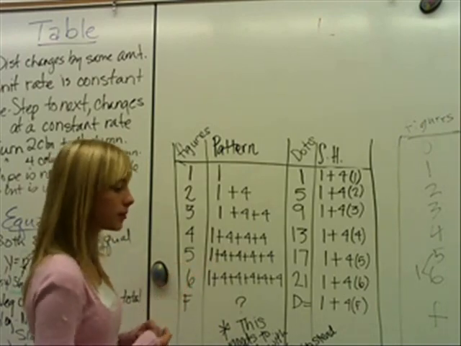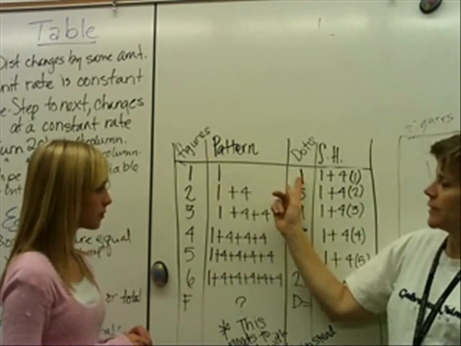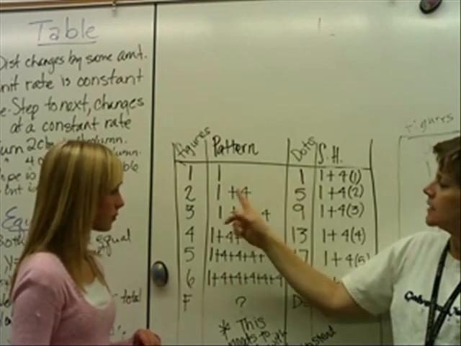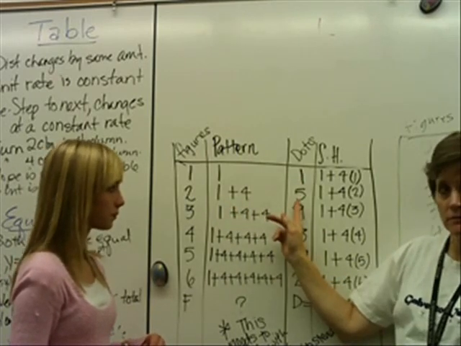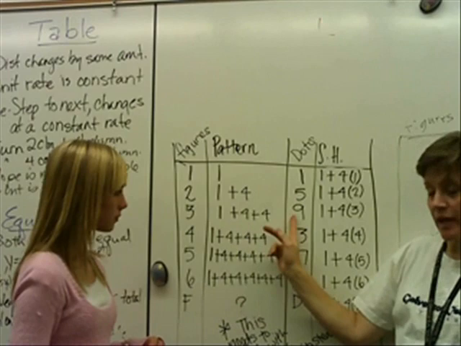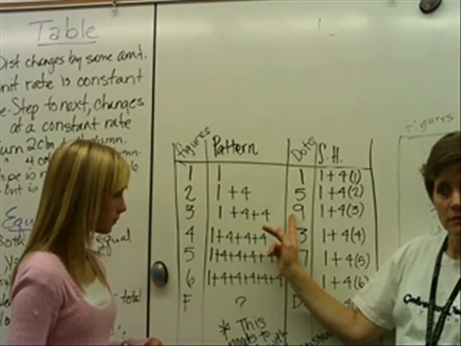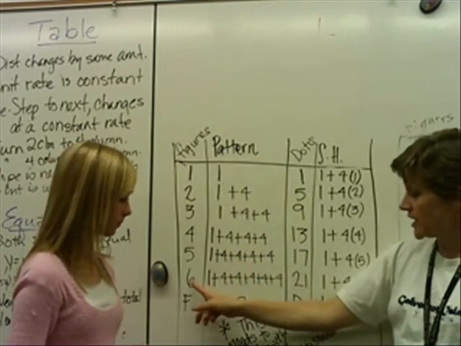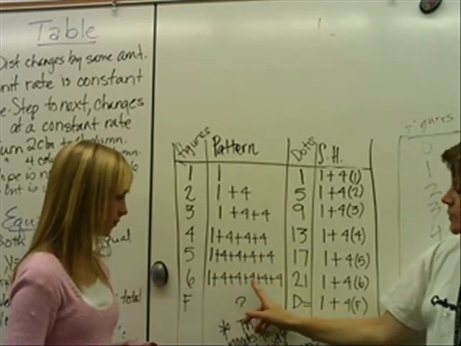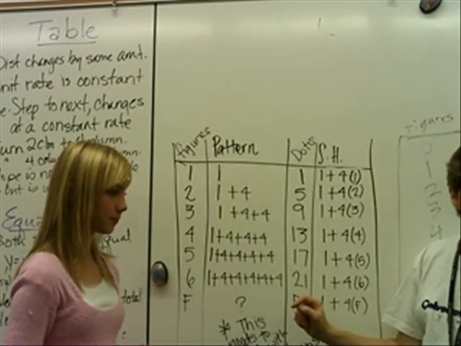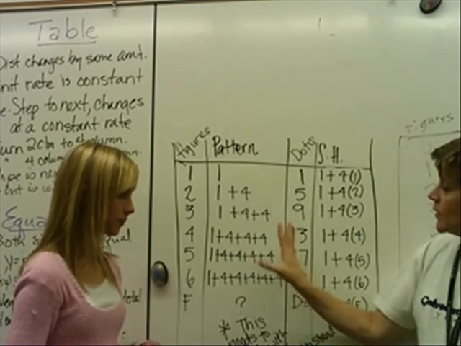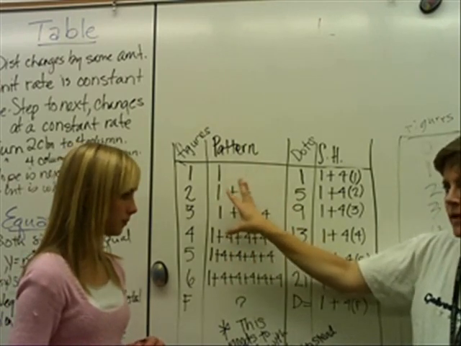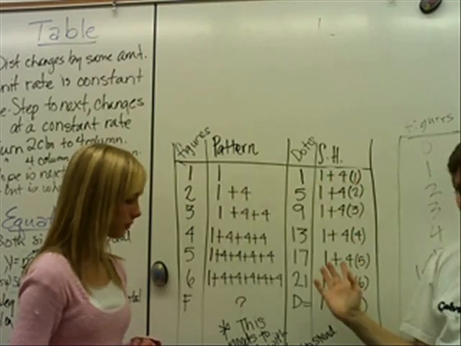Because on here, she has 1. Does 1 equal 1? Yes. Okay. Does 1 plus 4 equal 5? Yes. Does 1 plus 4 plus 4 equal 9? Yes. So is this working? Yeah. Let's check down here. Does 1 plus 4 plus 4 plus 4 plus 4 plus 4 equal 21? Yes. It does. So if this works, she should be able to use that to go here.